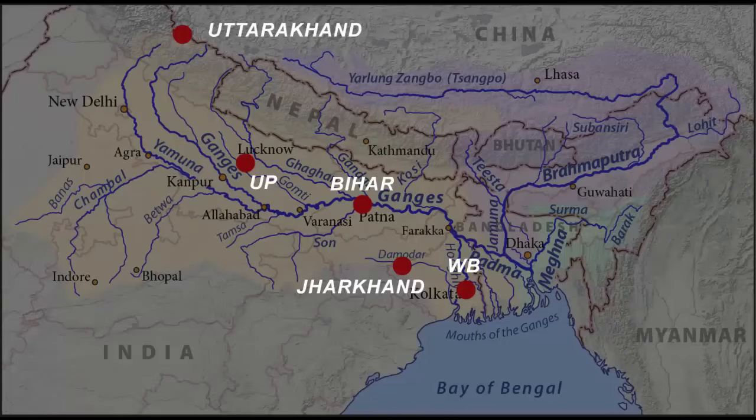Always remember, the river Ganga passes through 5 states. They are Uttarakhand, UP, Bihar, Jharkhand and West Bengal. And these 5 states form the majority of the northern plains.